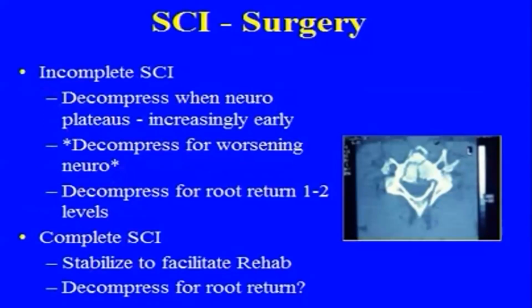Incomplete spinal cord injuries: decompress when neuro plateaus, increasingly early; decompress for worsening neurologic status; decompress for root return 1 to 2 levels. Complete spinal cord injuries: stabilize to facilitate rehabilitation; decompression for root return.